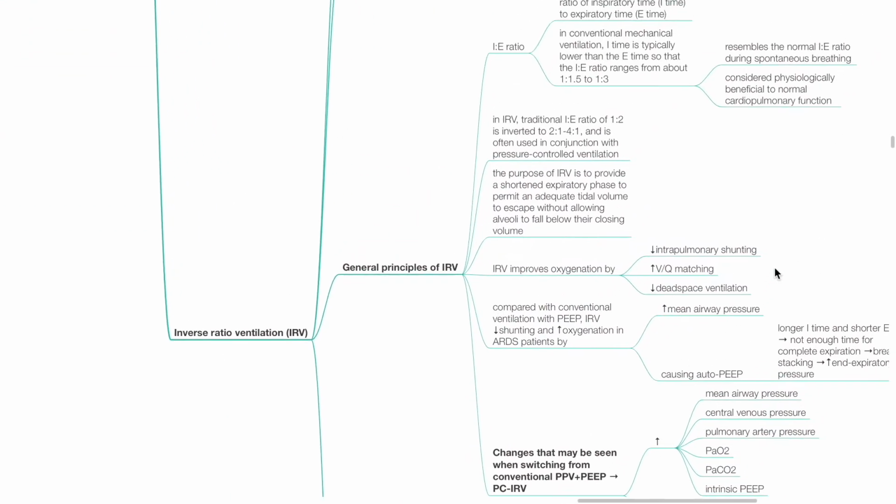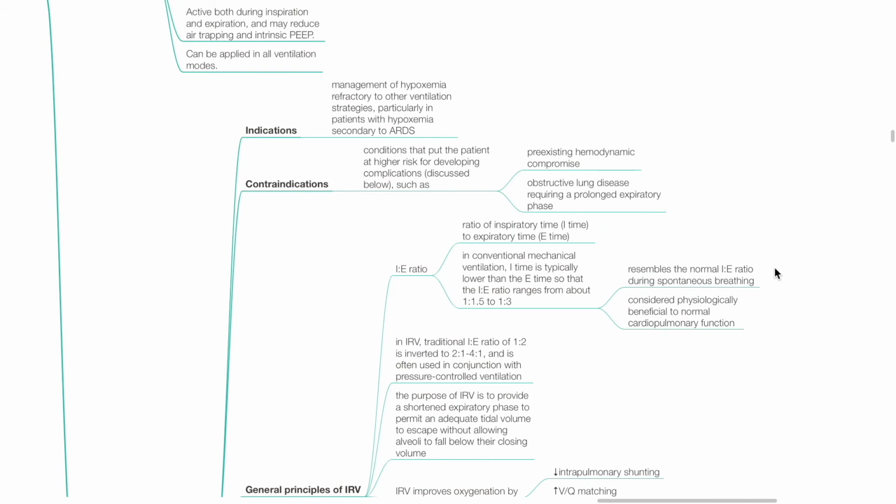Inverse ratio ventilation. Indications include management of hypoxemia refractory to other ventilation strategies, particularly in patients with hypoxemia secondary to ARDS. Contraindications include conditions that put the patient at higher risk for developing complications, such as pre-existing hemodynamic compromise and obstructive lung disease requiring a prolonged expiratory phase.